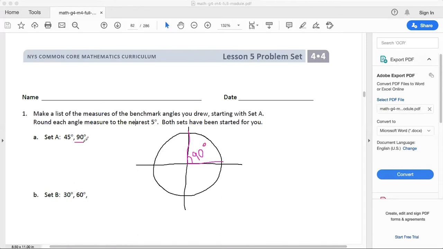Then I did that, boom. Now I have 45 degrees. Well, I already used that. So what I'm going to do is say, well, what's 90 split in half? 90 split in half is 45 degrees. So from here to here, I have 45 degrees.